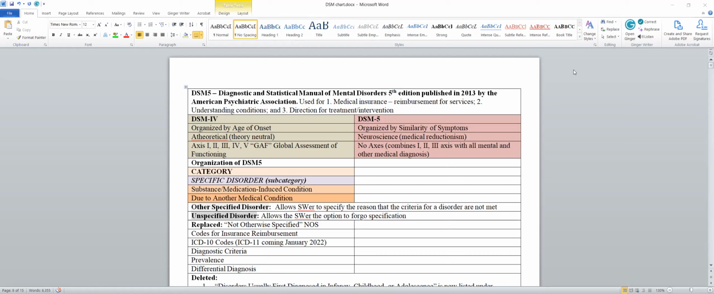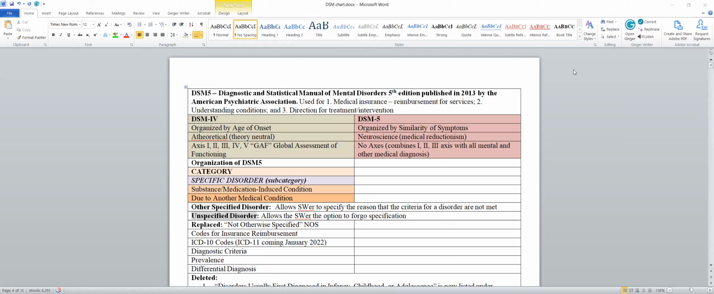The differences between the DSM-4 and the DSM-5 are that the DSM-4 was organized by age of onset versus the DSM-5 is organized by similarity of symptoms. The DSM-4 was theory neutral, whereas the DSM-5 is based on a medical reductionism model of neuroscience.